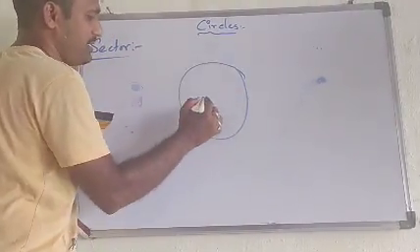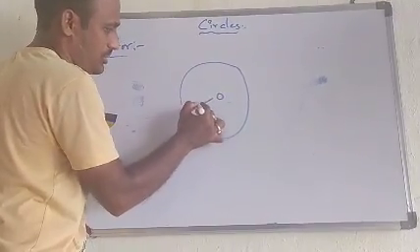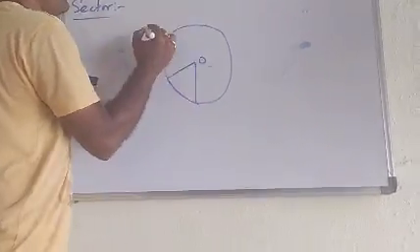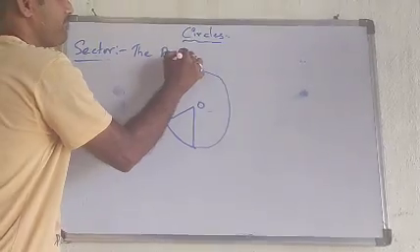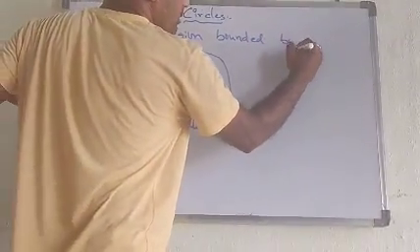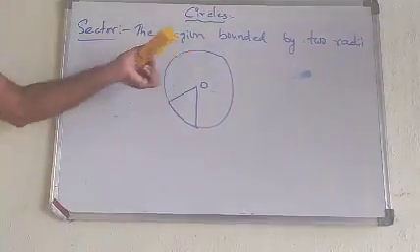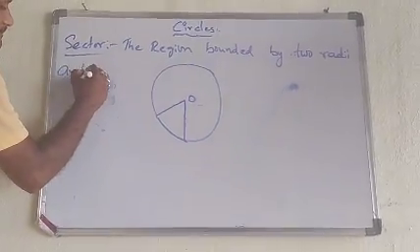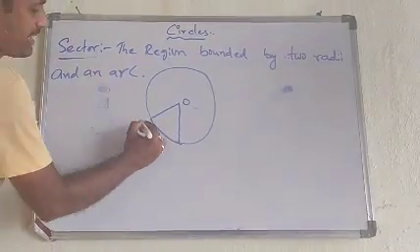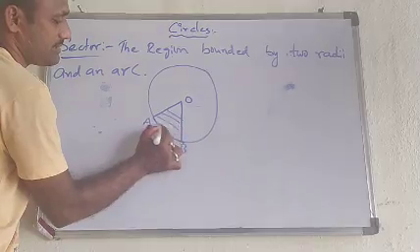If I want to define a sector, let me draw a figure first. So this is a circle. In this circle, this is the center of the circle. The region bounded between two radii and an arc, the region bounded by or covered by two radii and an arc, we are going to call a sector. So here OAB is a sector. So this is called a sector.